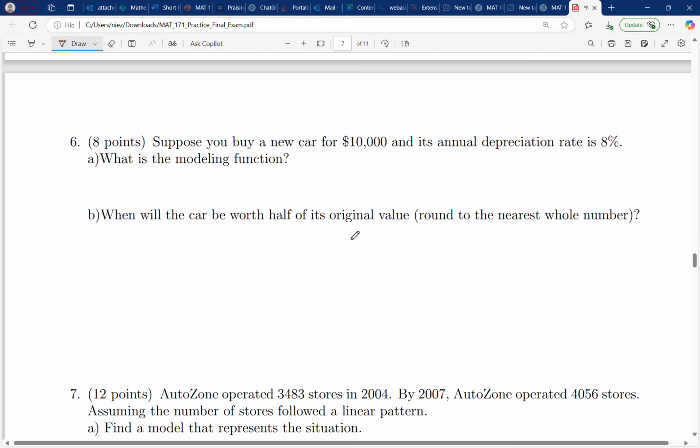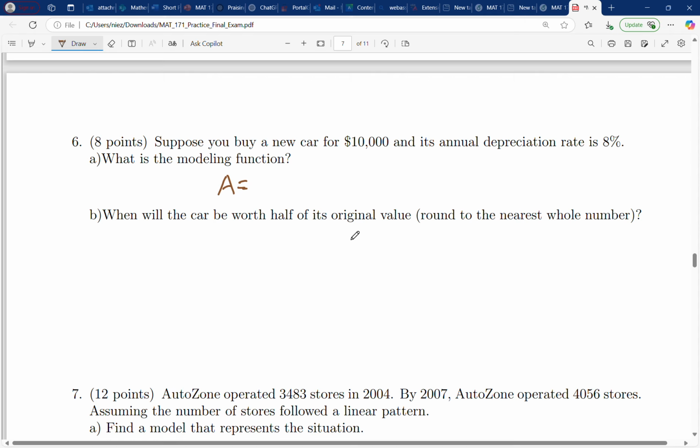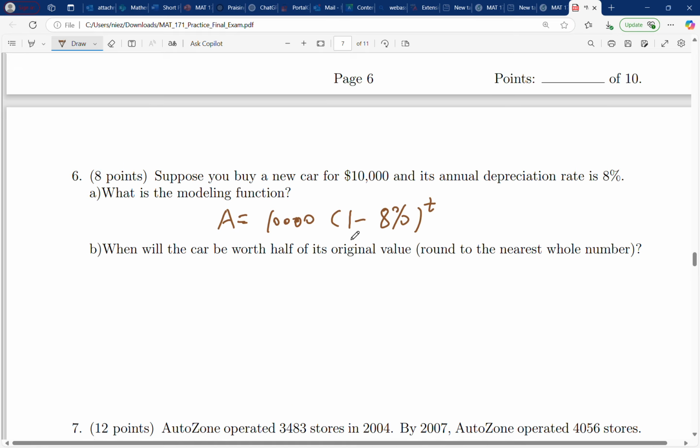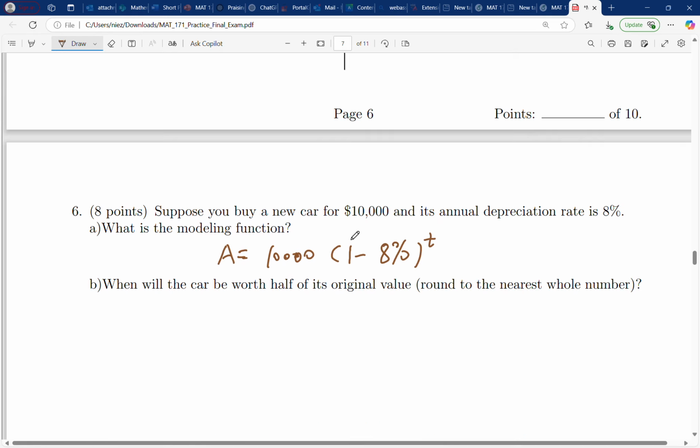Then number 6. This one, the model is very simple. You just let A be the current price of the car, then times the principal, which is the initial price, then 1 minus, since this is the depreciation, so minus this, to the t. T is the year, right?